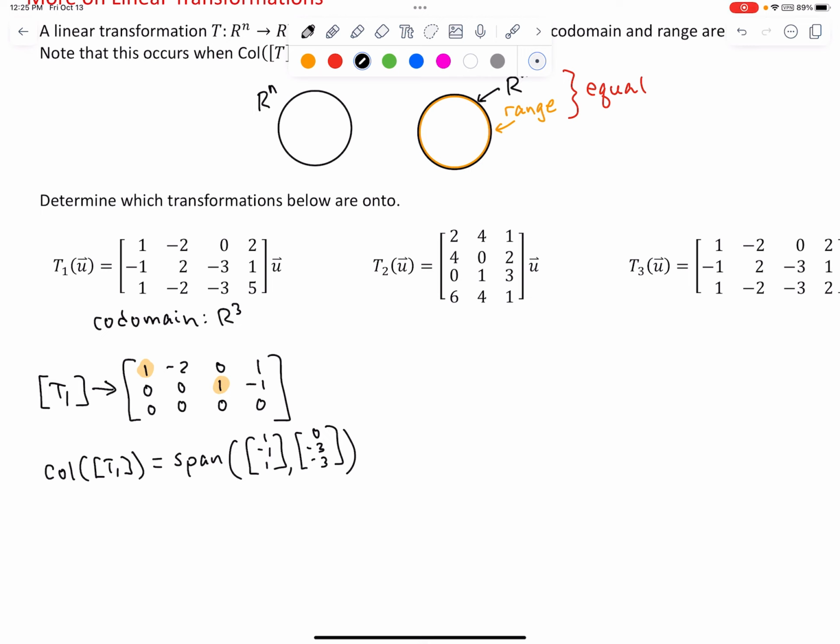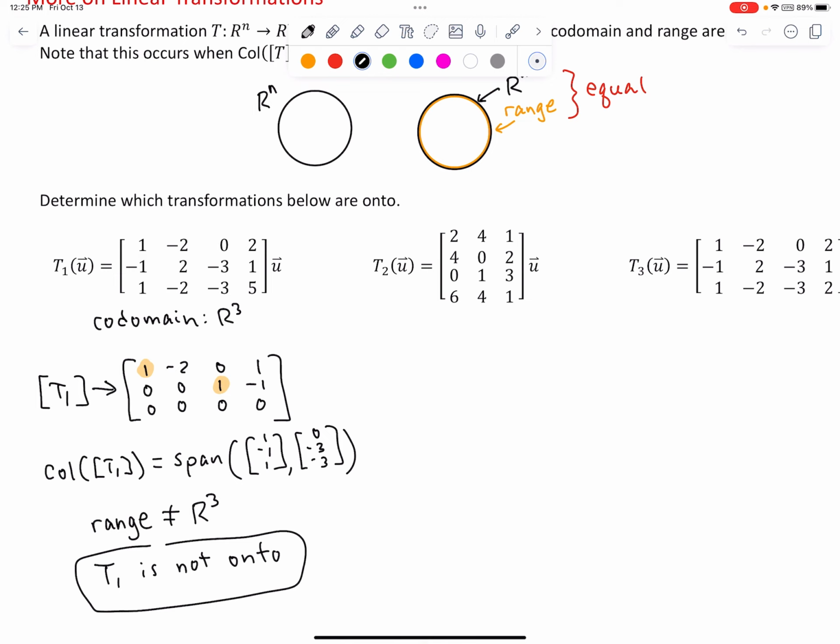Well, it is not possible for two vectors in R3 to span all of R3. In fact, we know the two vectors will only span a plane, which is a proper subset of R3. And since the range is the column space, we know that the range is not all of R3. So we say that this transformation T1 is not onto.